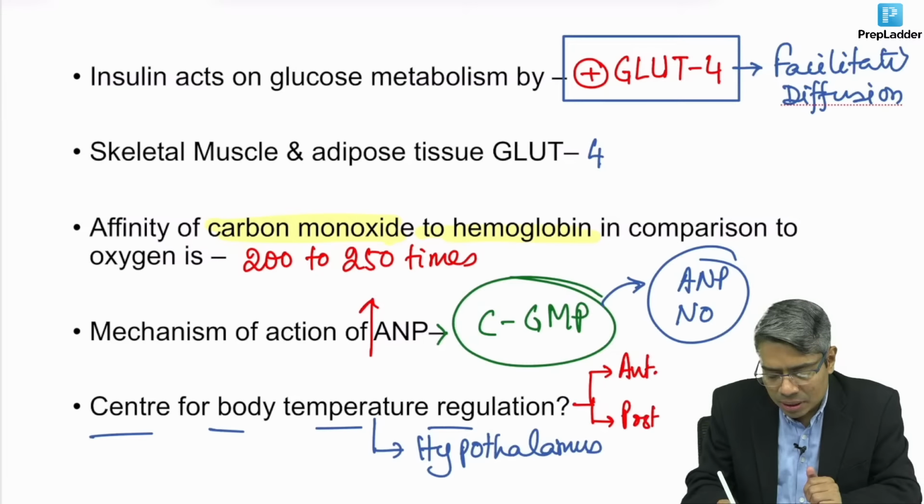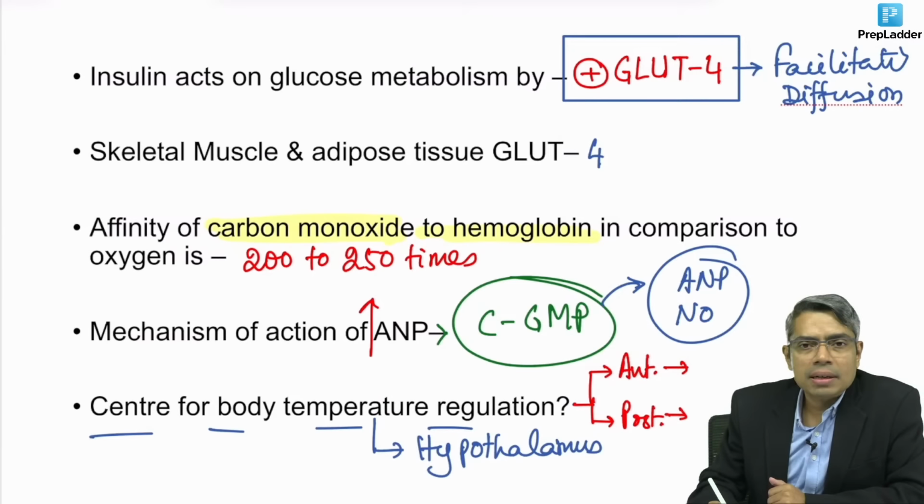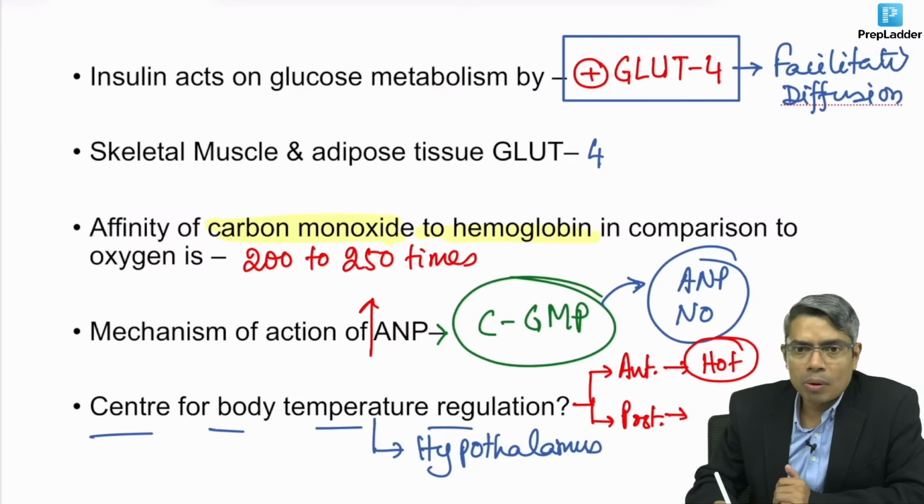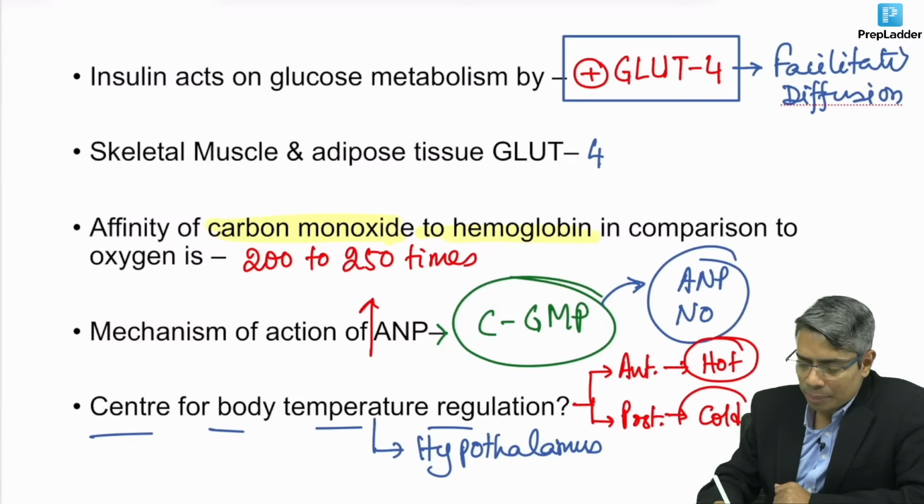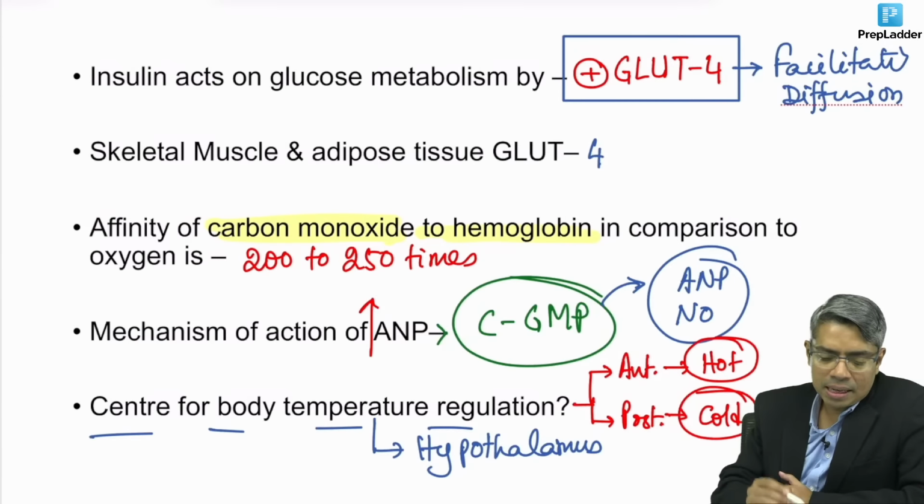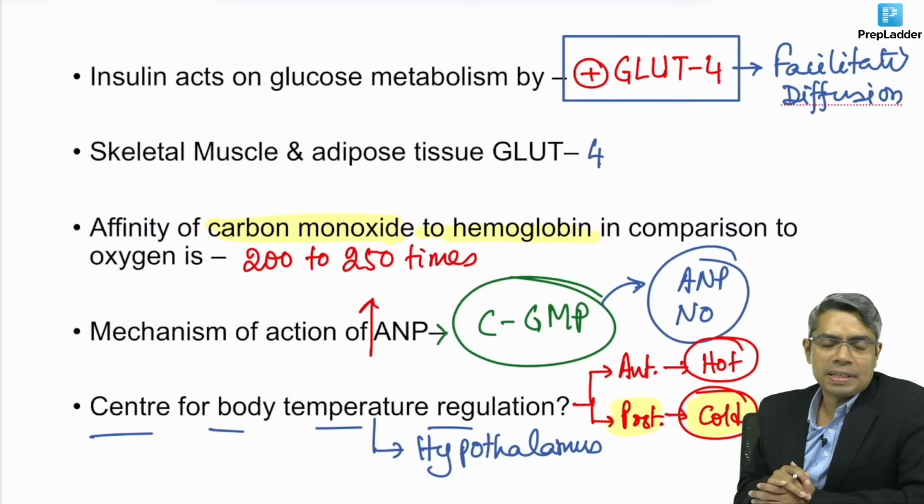Anterior hypothalamus and posterior nucleus of hypothalamus. Anterior nucleus of hypothalamus, all the responses happening in a hot environment, the hot response, are by the anterior hypothalamus, and all the responses in the body which happen whenever you are exposed to a cold environment are done by the posterior nucleus of hypothalamus. Shivering will happen whenever you are exposed to cold environment, so which nucleus of hypothalamus is controlling that? Posterior nucleus. That is why we say that the posterior nucleus of hypothalamus is also known as the shivering center.